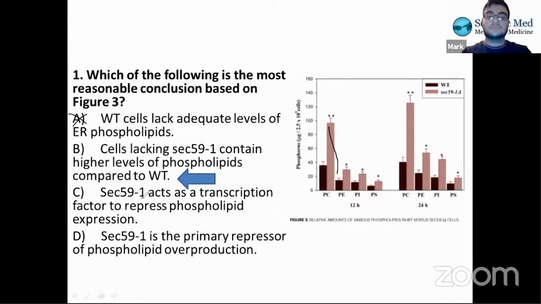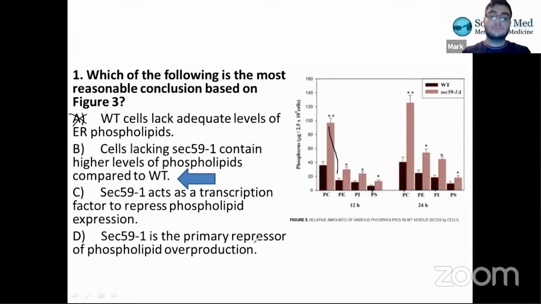C: this Sec59-1 acts as a transcription factor to repress lipid expression. That could be one reason, yeah. We can see that in the wild type, the levels across all of the phospholipids at all time frames are lower than those of the deletion mutation. If you deleted Sec59 and the level of phospholipids went up, one plausible explanation is that it's a transcription factor that represses it. Okay, that makes sense.